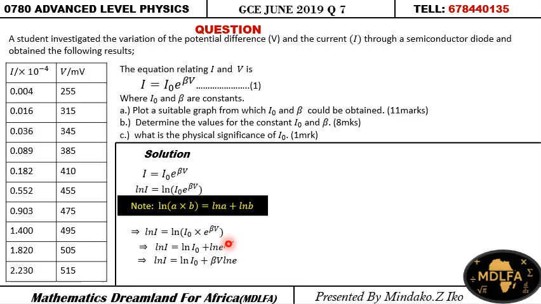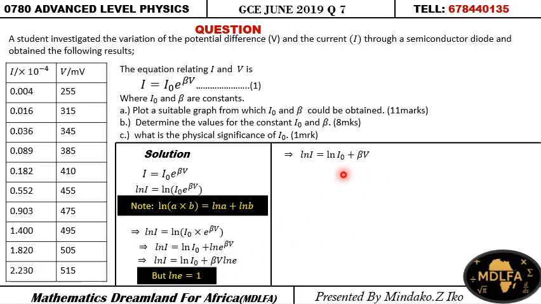All right, so from here we know that ln E is just equal to 1. Just take a scientific calculator and input ln E, and your answer will be 1. Since we know that ln E equals 1, at the end of the day we will have ln I equals ln I naught plus beta V, since all this is equal to 1. So that is it.